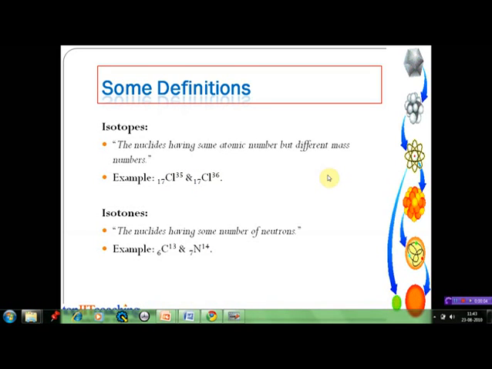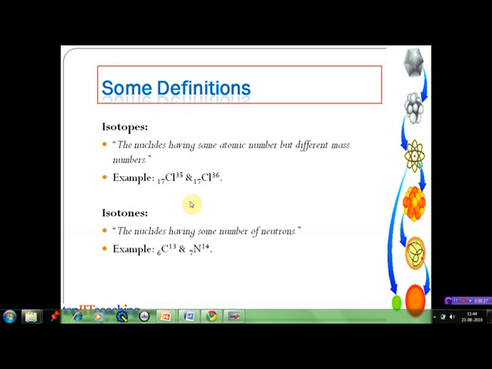Isotopes. Those nuclides which have the same atomic number but differ in their mass numbers are known as isotopes. For example, these are the 2 isotopes of chlorine. Both have the same atomic number, that is 17, but their mass numbers are different, that is 35 and 36. So this isotope, that is Cl36, has 1 neutron more than that of Cl35.